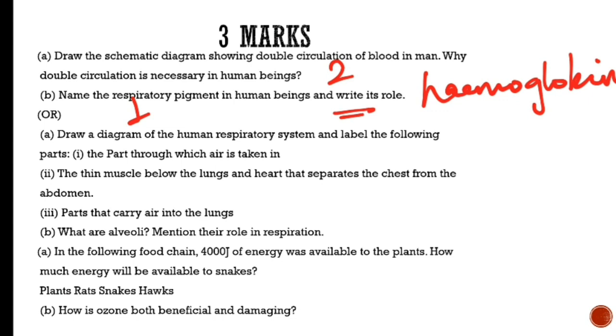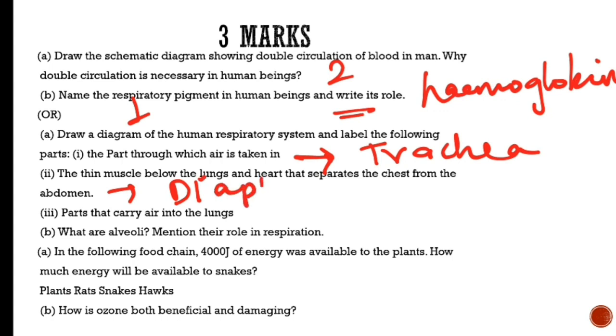Draw a diagram of the human respiratory system and label the following parts. So you have to draw the human respiratory system and the part through which air is taken in. So the part through which air is taken in, it is from the nasal cavity towards the trachea. So trachea should be labeled. Then the thin muscle below the lungs and heart that separates the chest from the abdomen. So this is your diaphragm. Okay, so label diaphragm.